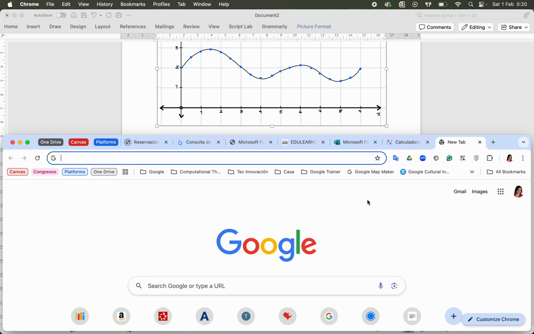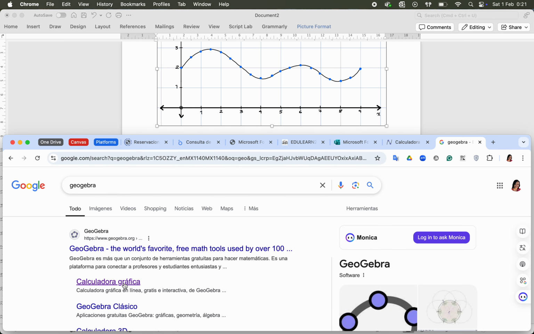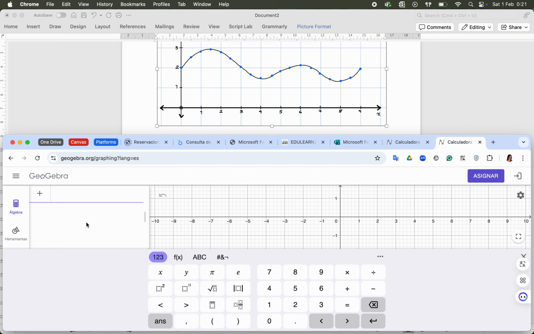Hello. So in this video, I'm going to show you how to draw your piecewise function from the contour that you draw. This is the example that we provided for you. So in here, what we're going to do is in Google, search for Geogebra, and we click on here, the calculadora gráfica.